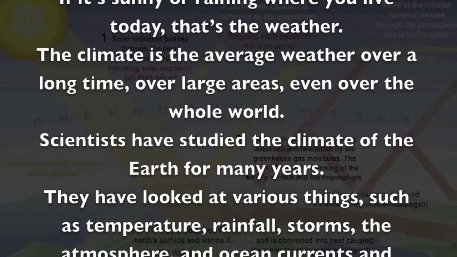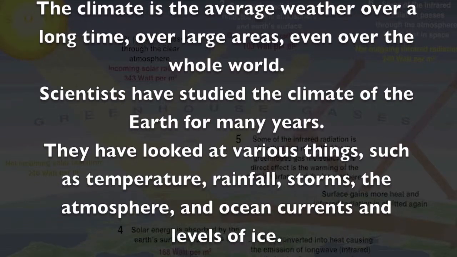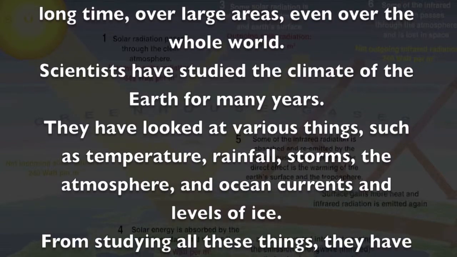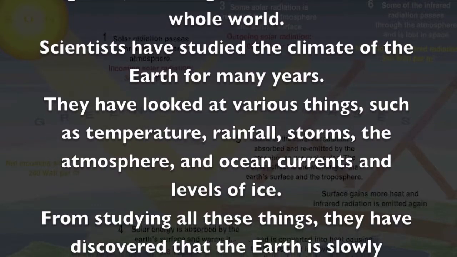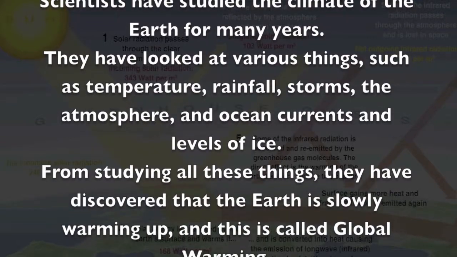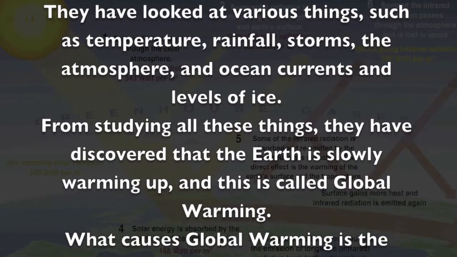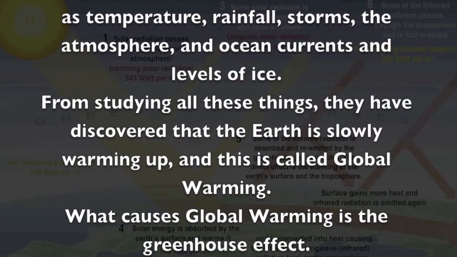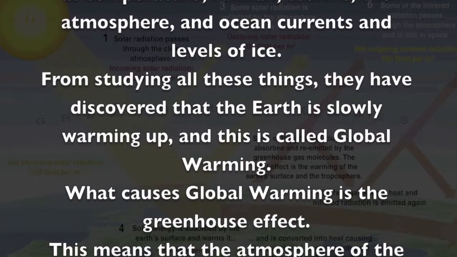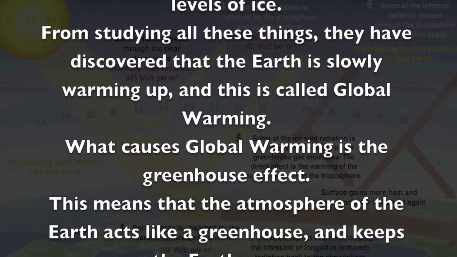Scientists have studied the climate of the Earth for many years. They've looked at various things, such as temperature, rainfall, storms, the atmosphere, and ocean currents and levels of ice. From studying all these things, they have discovered that the Earth is slowly warming up, and this is called global warming. What causes global warming is the greenhouse effect.